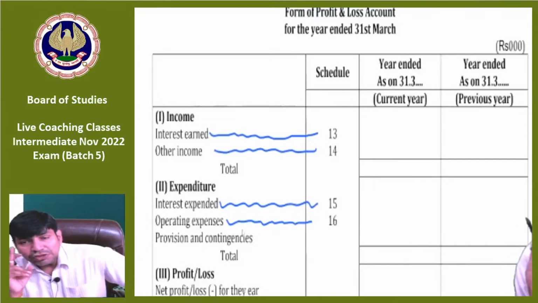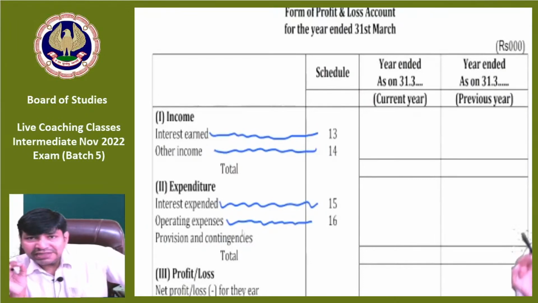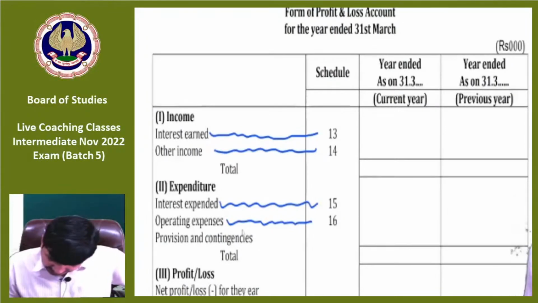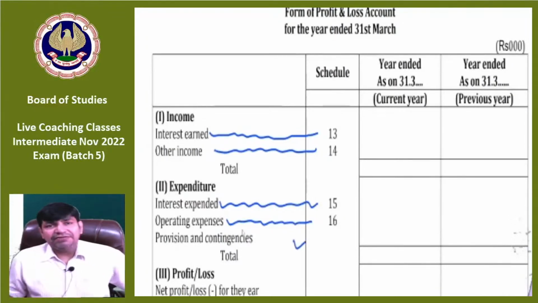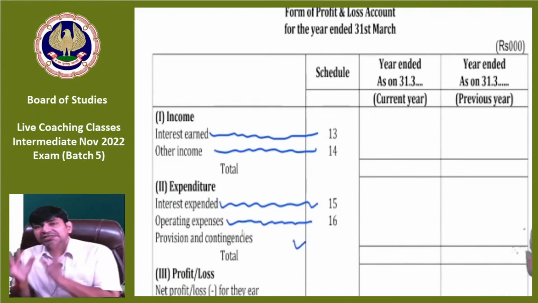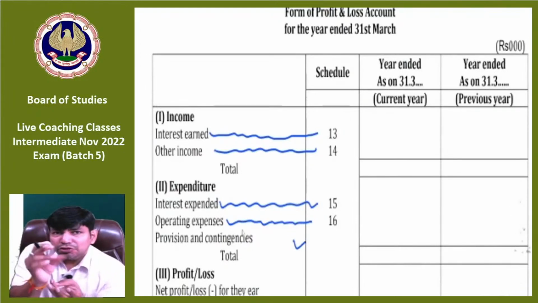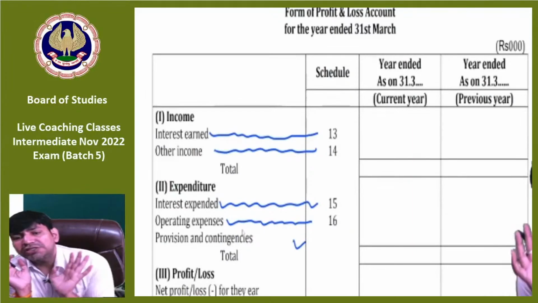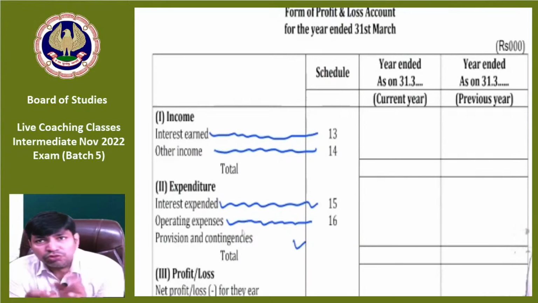And there is no schedule number assigned to provisions and contingencies. Okay, beta, all the provisions come here. In practical life, after 16, banks normally give schedule numbers, but these are as per their own choice. Okay, beta, they can maintain 1, 2, 3, 4.